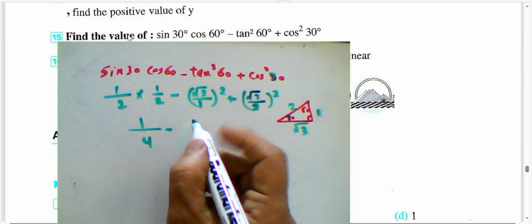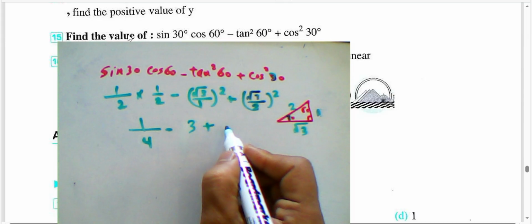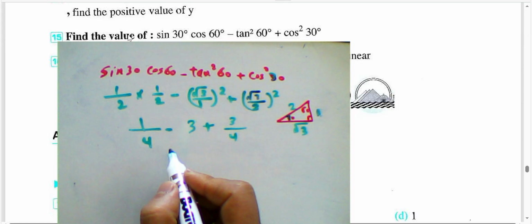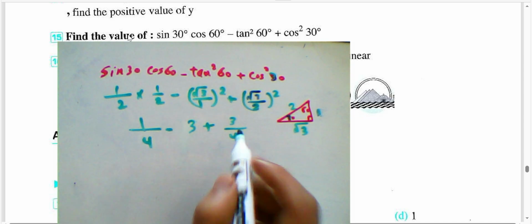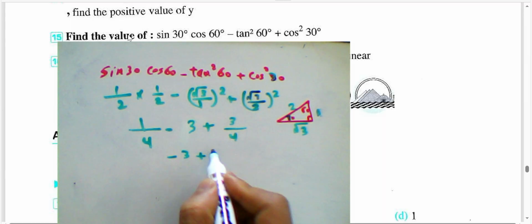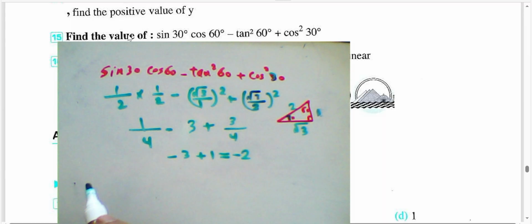The answer here will be 3. Root 3 power 2 equals 3. 2 power 2 is 4. Then we have 1 over 4 plus 3 over 4, which will be 1. And then we have -3 plus 1 is equal to -2. Okay, the answer here will be -2.